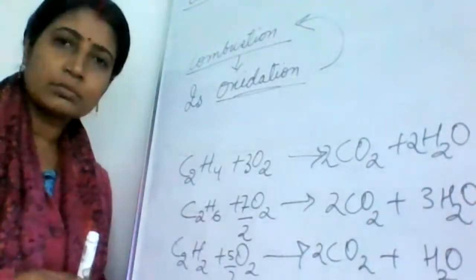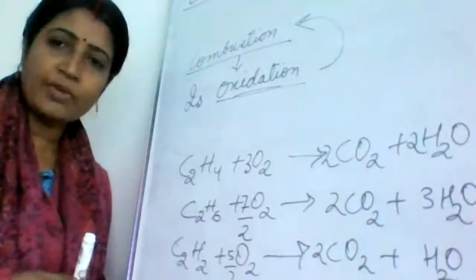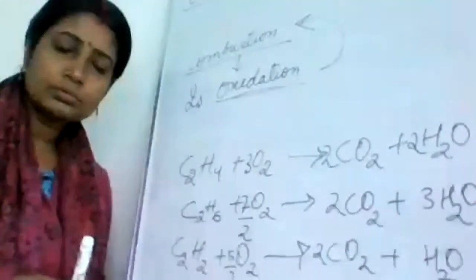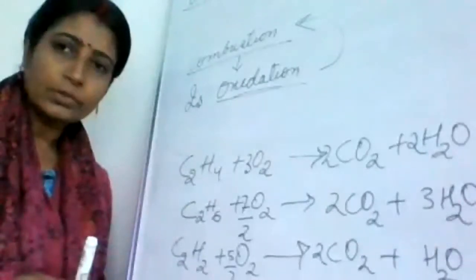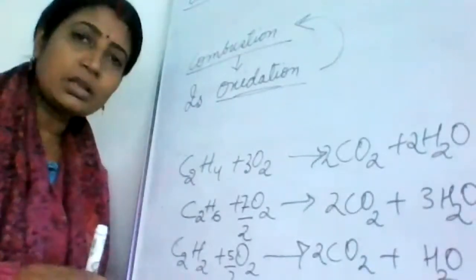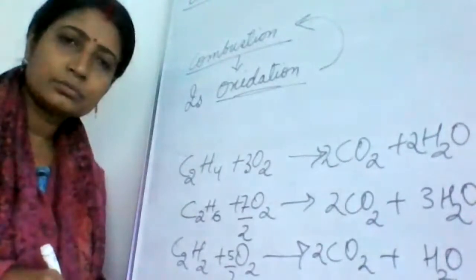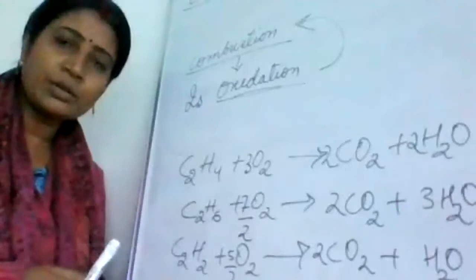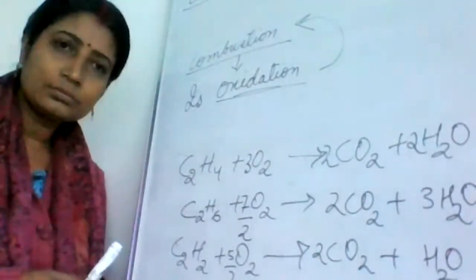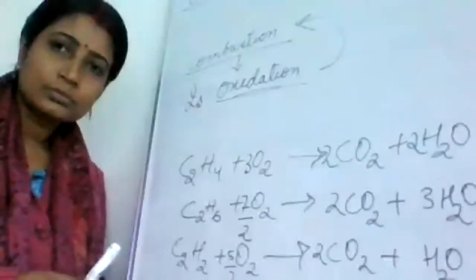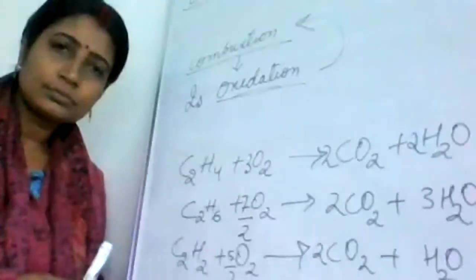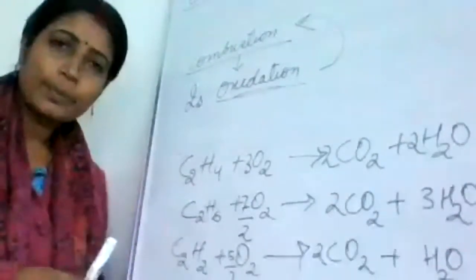Rusting of iron, I am giving you an example. Rusting of iron is an oxidation process or not? Yes, ma'am. But is it combustion? No, ma'am. Burning of magnesium is oxidation? Yes, ma'am. Is it combustion? Yes, ma'am. Combustion also.